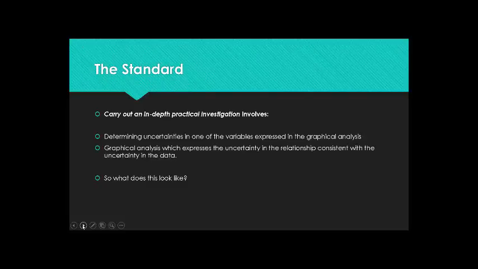Again, a new thing for this year is your uncertainty. So once we've transformed our data, we're going to have to do some transformations on your uncertainties from your raw data as well, and we'll talk about that in detail in a further video. And those uncertainties will need to be expressed also when we're looking at your graph as well.